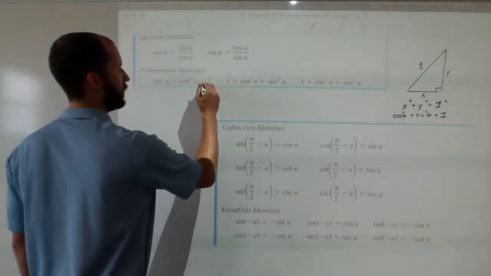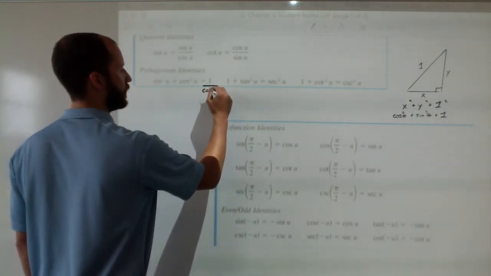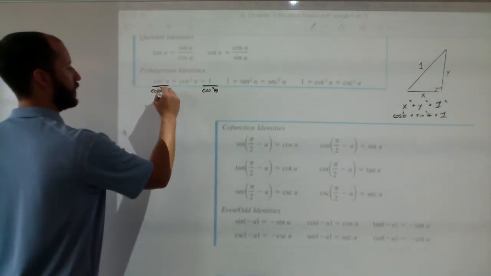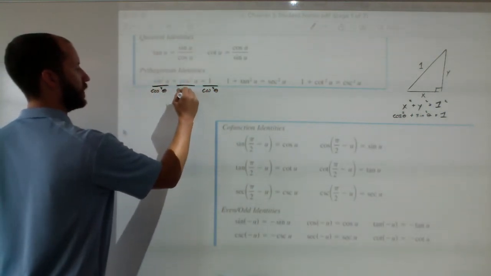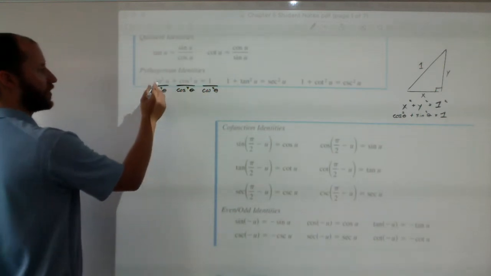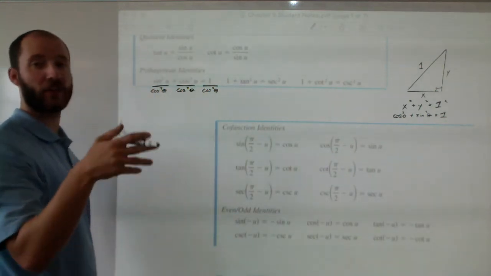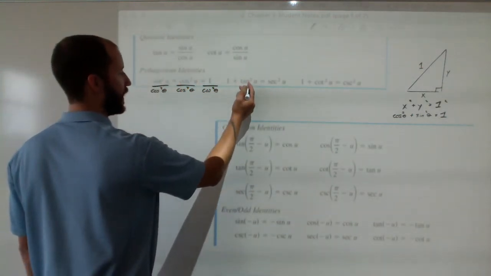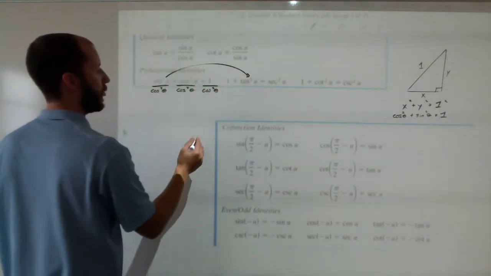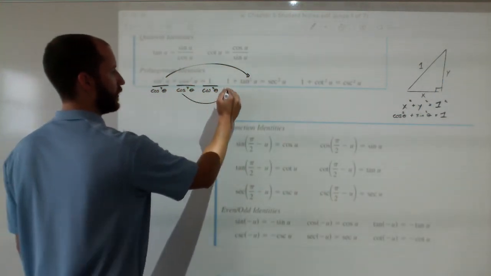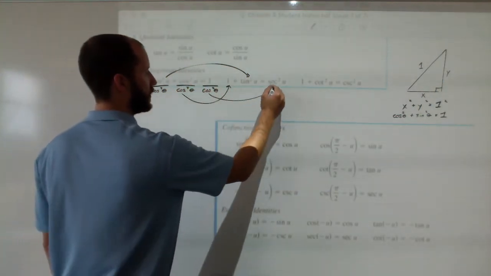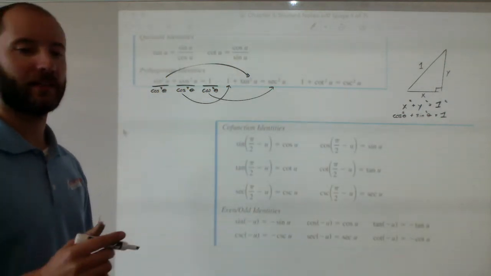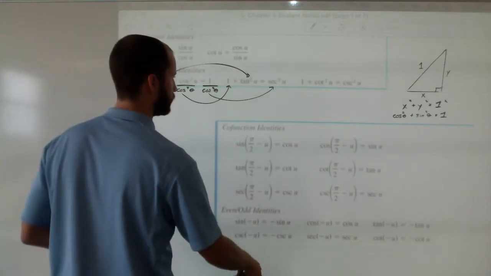To do that, you would divide by cosine squared. Now, whatever you do to one side, you got to do to the other side. So sine squared over cosine squared. Now sine over cosine is tangent. So sine squared over cosine squared gives you tangent squared. Cosine squared divided by itself gives you 1. 1 over cosine squared reciprocal gives you secant squared. So it's an alternate Pythagorean identity.